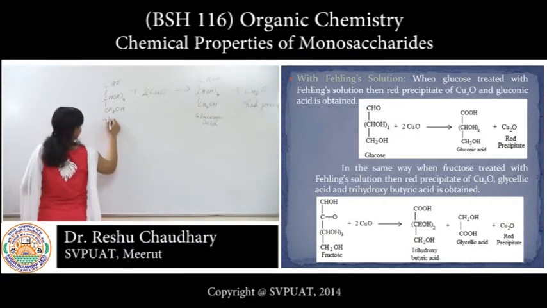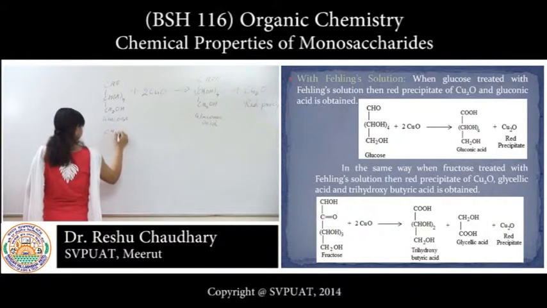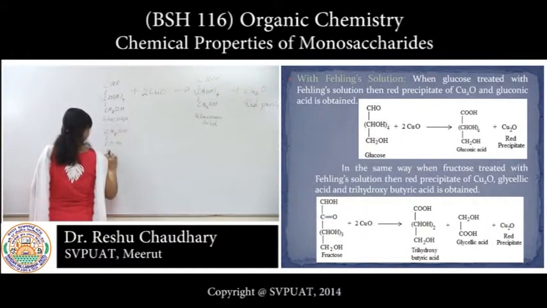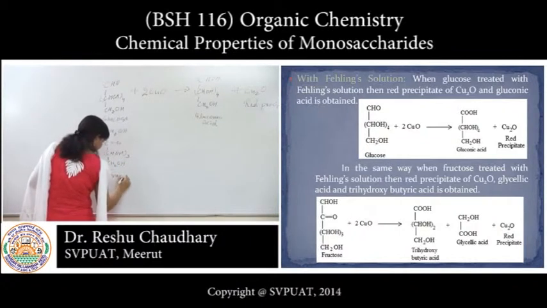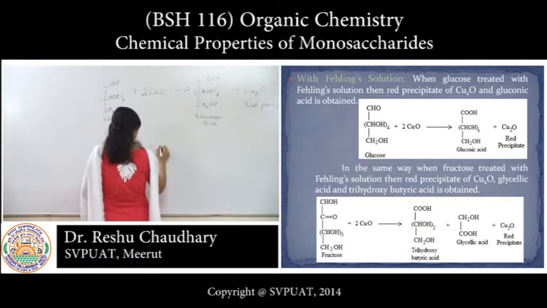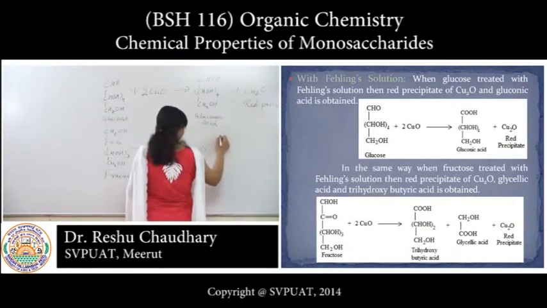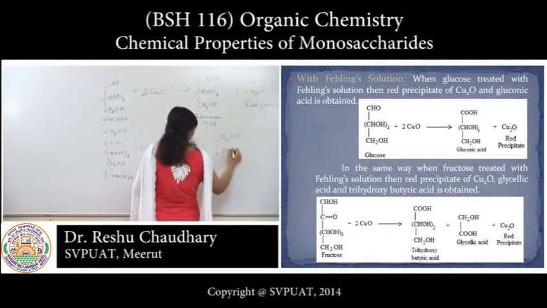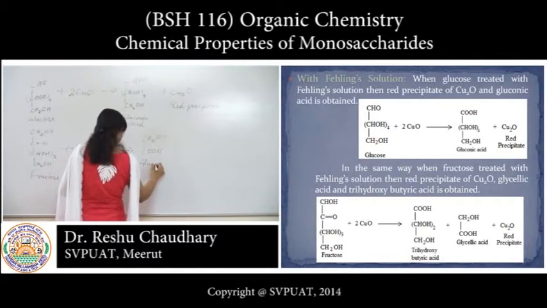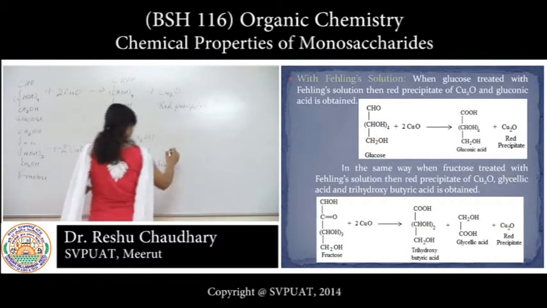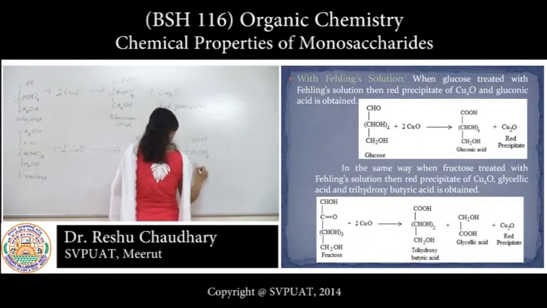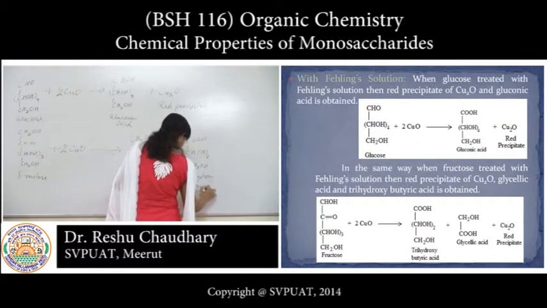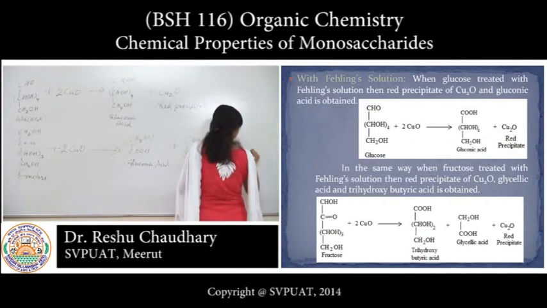Now this is glucose. Now we will discuss the reaction of fructose. This is the structure of fructose. When this reacts with Fehling solution, it forms CH2OH, COOH, and this is the trihydroxybutyric acid structure, plus red precipitate of cuprous oxide.